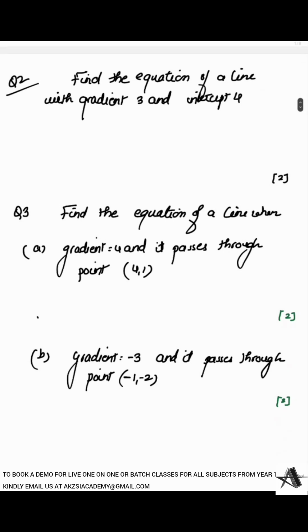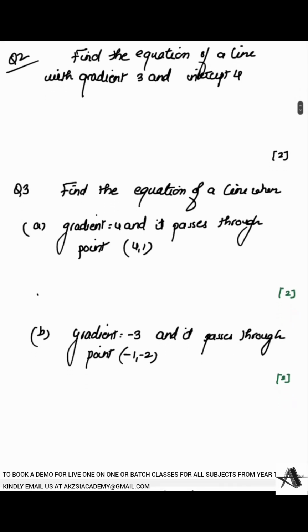Moving on to the next question. Find the equation of a line with gradient 3 and intercept 4. The easiest one is y = mx + c. Clearly m is given as 3. Intercept is 4. Substitute. So y = 3x + 4.